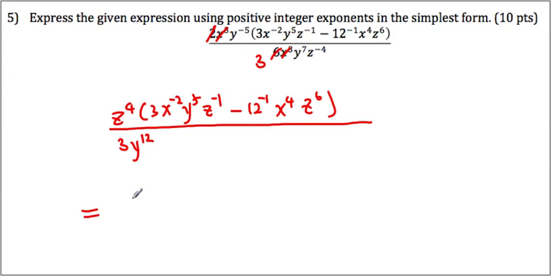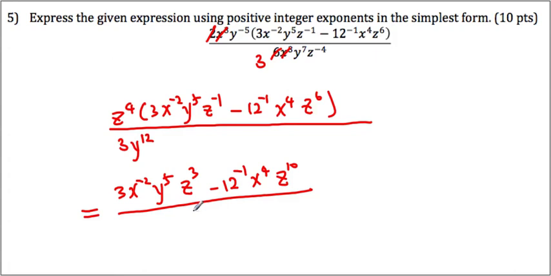The rest of it is about the same, so we have 3 x to the negative 2, y to the 5th, and z to the 3rd. When you multiply z to the 4th by the first term, and then do the second term here, we get negative 12 to the negative 1 power, x to the 4th, z to the 10th, all over 3 y to the 12th power.